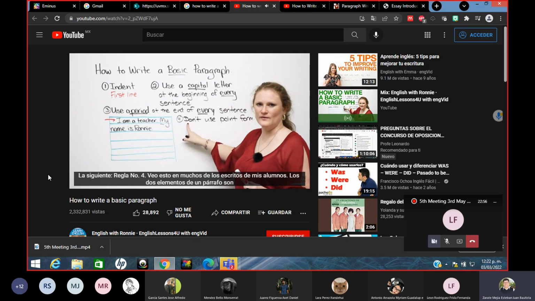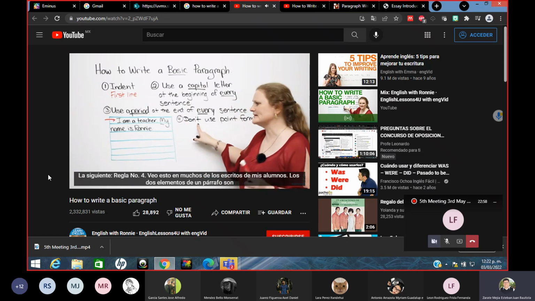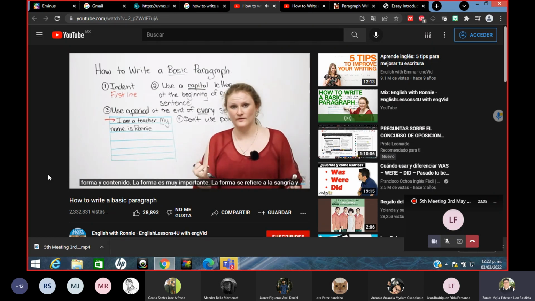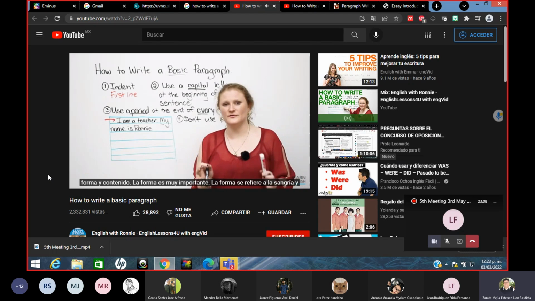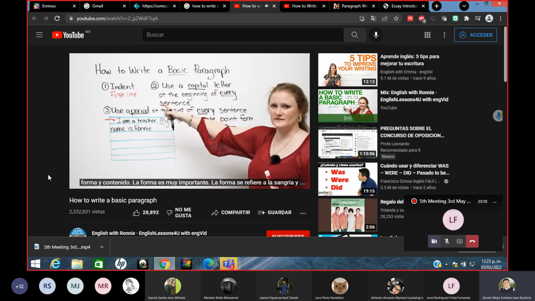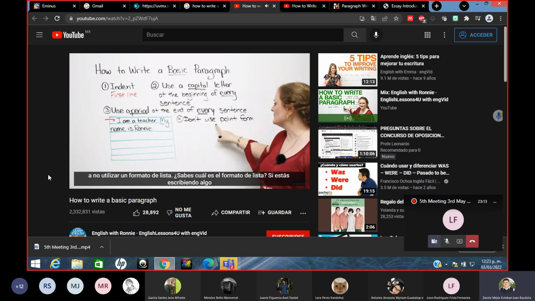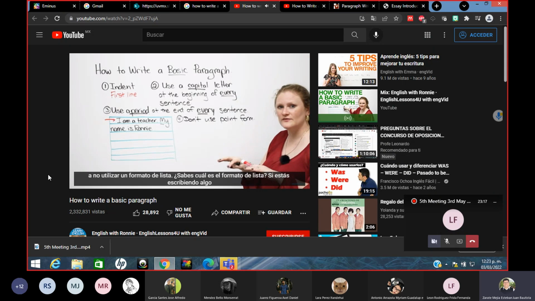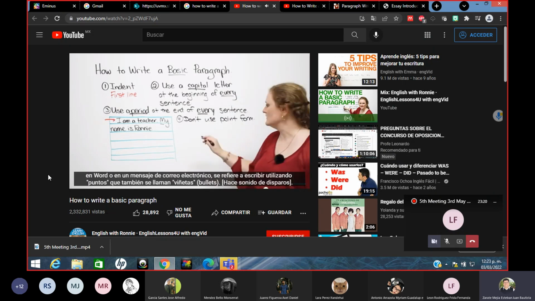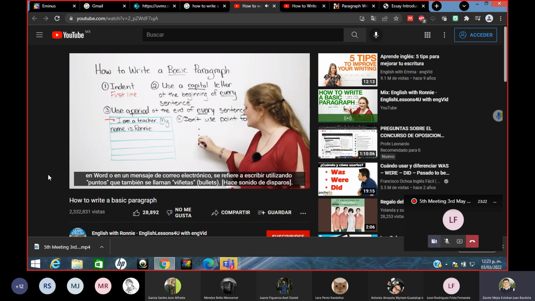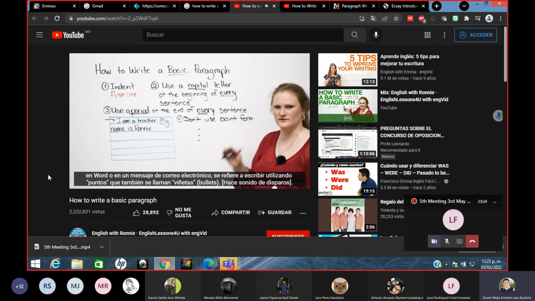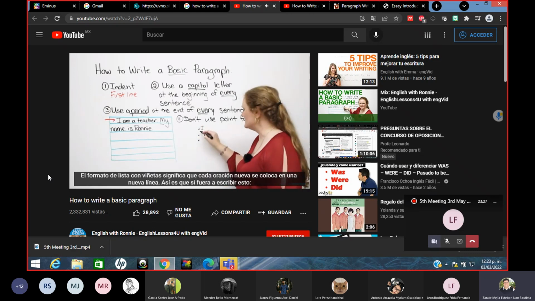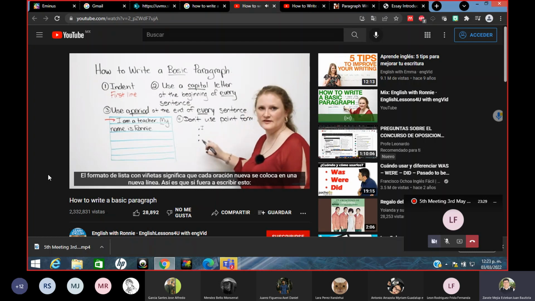Next one, number 4. I see this in a lot of students' writing. The 2 basic things about a paragraph are the form and the content. The form is the most important. The form is the indentation. And don't use point form. Do you know what point form is? If you're typing something on Word or on an email, point form is also called bullet, which means you would put each new sentence on a new line.